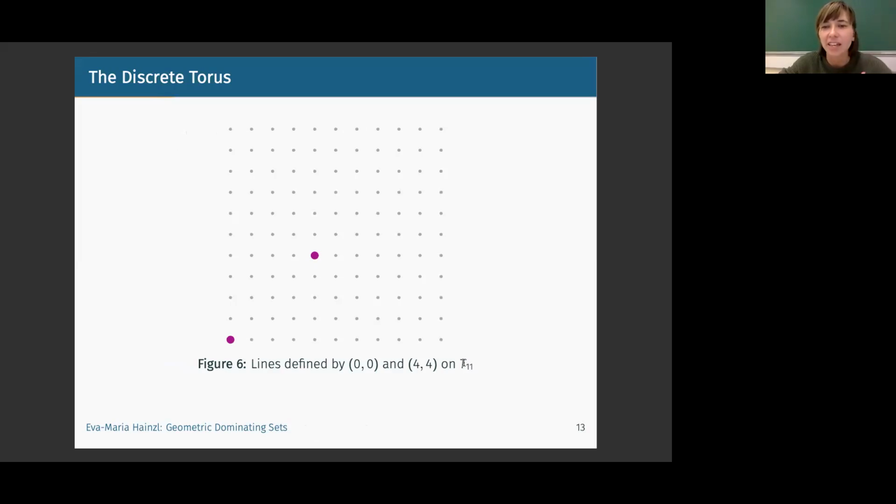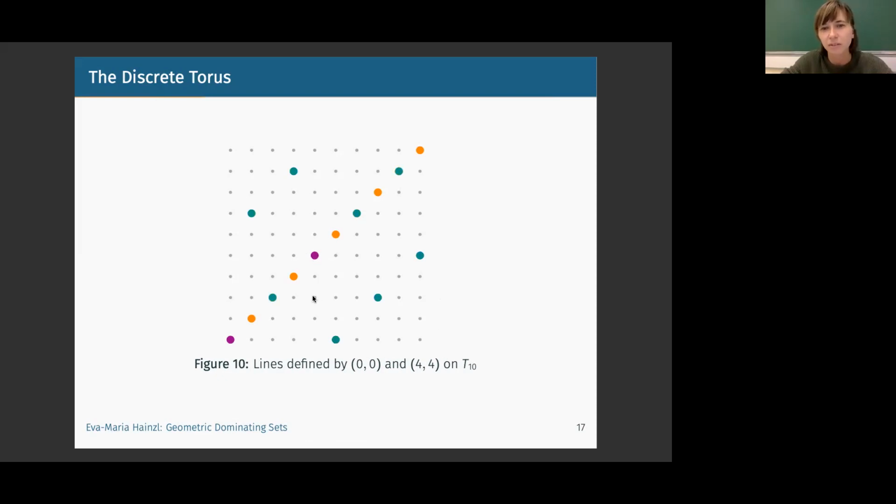Let's take the 11 times 11 torus, and we take the points 0, 0 and 4, 4. They span a line, of course, this diagonal line. And now, because 11 is a prime number, 4 has a unique inverse. So there's really only this one line that is defined by these 2 points. If we were on a 10 times 10 torus, and we still considered 0, 0 and 4, 4, then we also have this diagonal line. But we would also have, for example, this green line here.